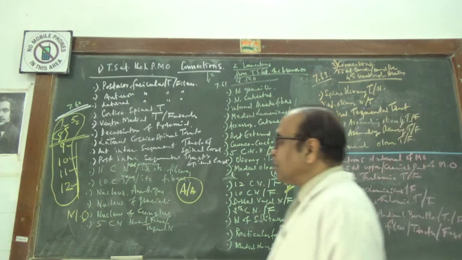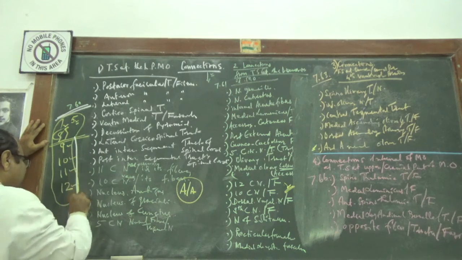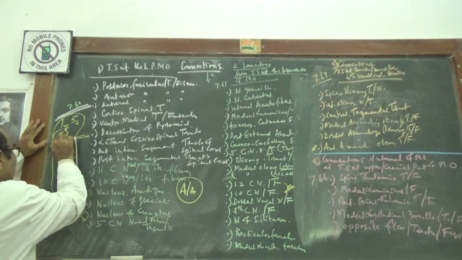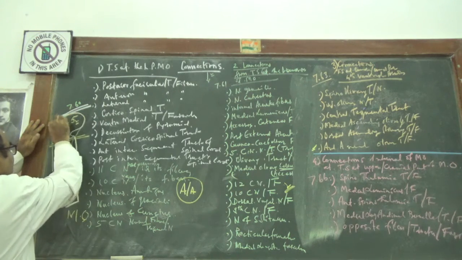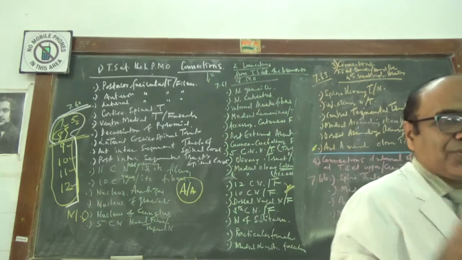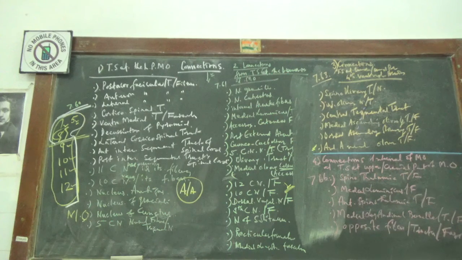But the main cranial nerves arising from here are the 9th, 10th, 11th, 12th, and very small portions of the 5th, 7th and 8th. So these are the things. But majorly it is the 9th, 10th, 11th, 12th. With this, you will have almost complete coverage of the medulla oblongata.